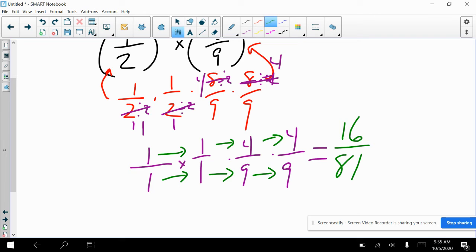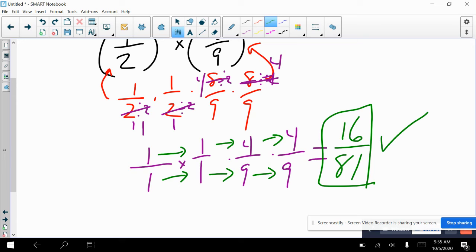16 over 81. Is there a number that can go into 16 and 81 evenly? Okay, again, this is where you just got to know your facts. There is not a number that can go into both of those evenly, so we are stuck with 16 over 81. So far, so good.